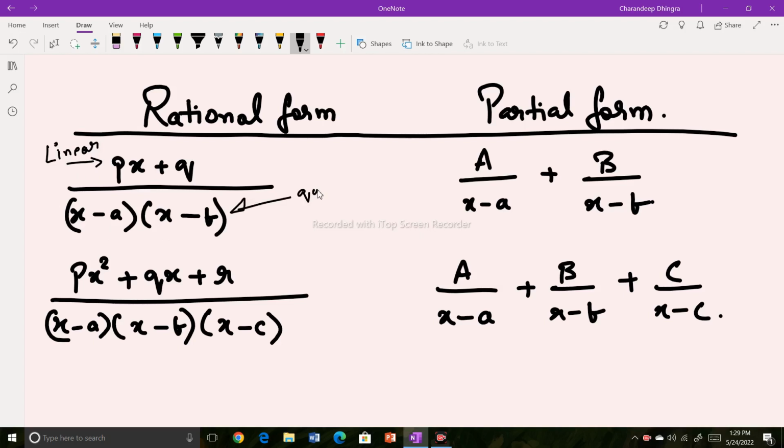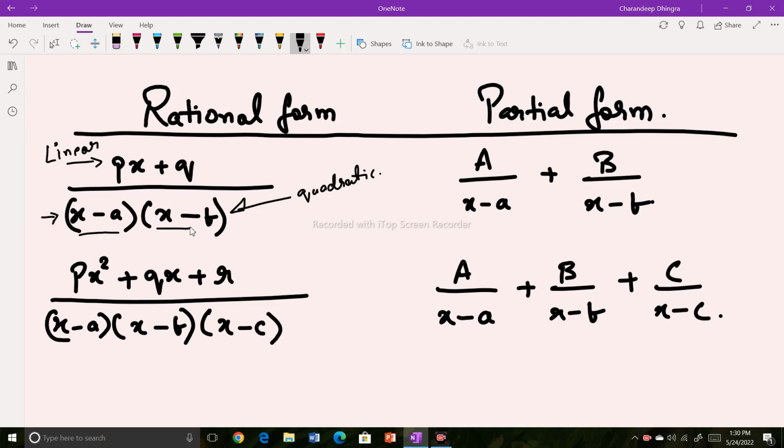So this is a quadratic. The only thing we have to make sure is that the degree of the numerator should be less than the degree of the denominator. Because if that is not the case, then you'll have to do long division and convert it into a rational form. So what is a rational form? A rational form is, in the numerator you'll have a polynomial type equation. In the denominator again you'll have a polynomial type equation. Degree of the numerator will be less than degree of the denominator, and in the denominator we'll try and factorize.